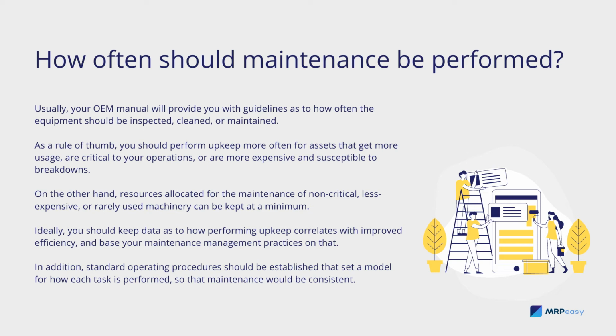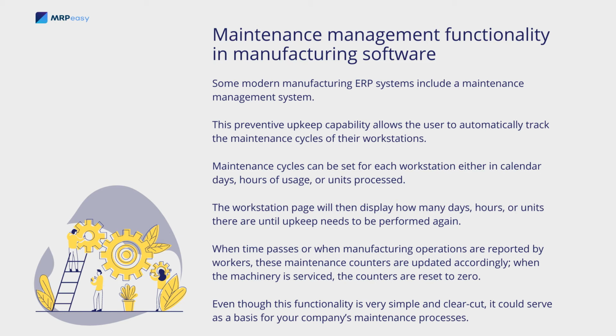On the other hand, resources allocated for the maintenance of non-critical, less expensive, or rarely used machinery can be kept at a minimum. Ideally, you should keep data as to how performing upkeep correlates with improved efficiency, and base your maintenance management practices on that. In addition, standard operating procedures should be established that set a model for how each task is performed, so that maintenance would be consistent.